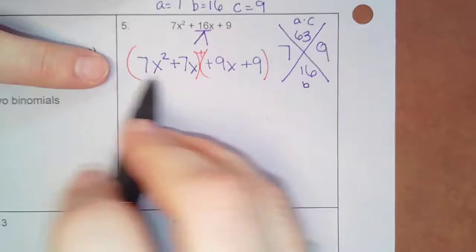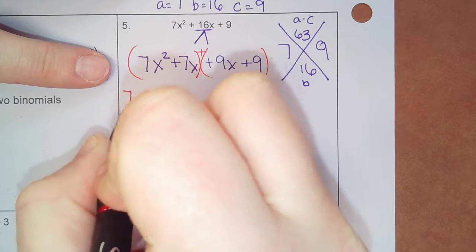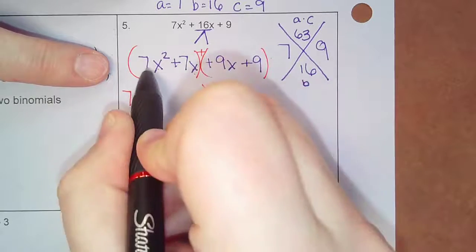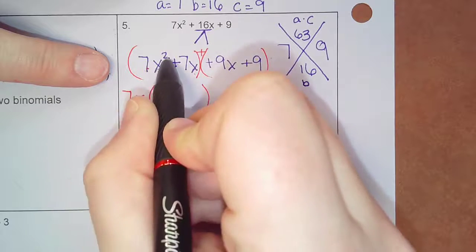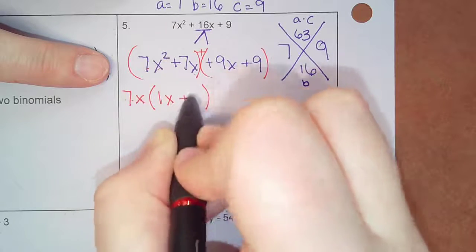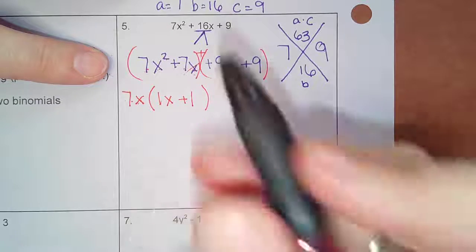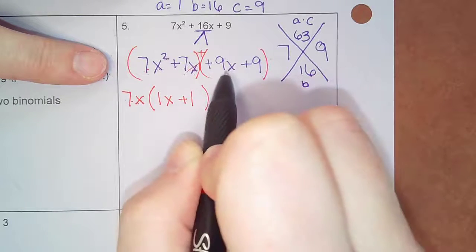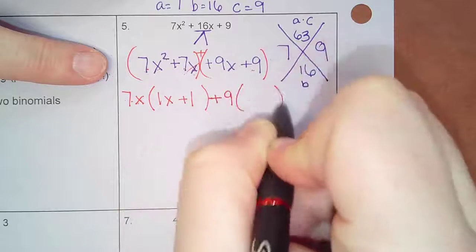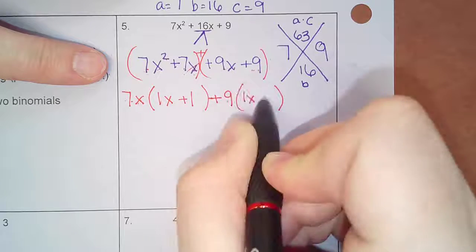What's my GCF of my first binomial? Well, I can divide both of these by 7, and I can divide out an x. 7 divided by 7 is 1, x squared divided by x is x. 7 divided by 7 is 1, x divided by x cancels. 9x plus 9, I can divide both of those by 9, so I'll have a plus 9. 9x divided by 9 is 1x. 9 divided by 9 is 1.